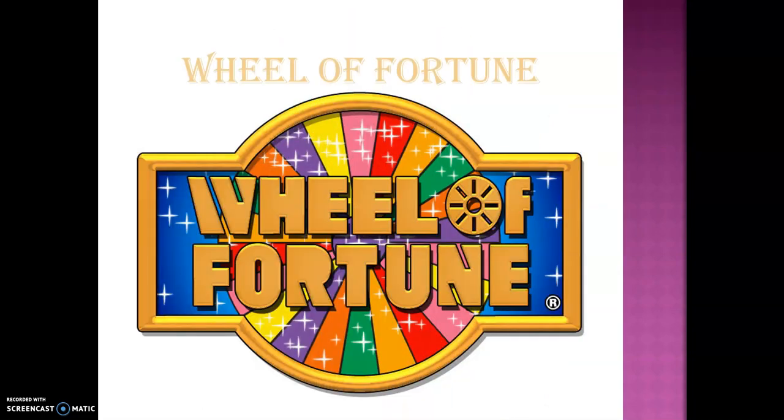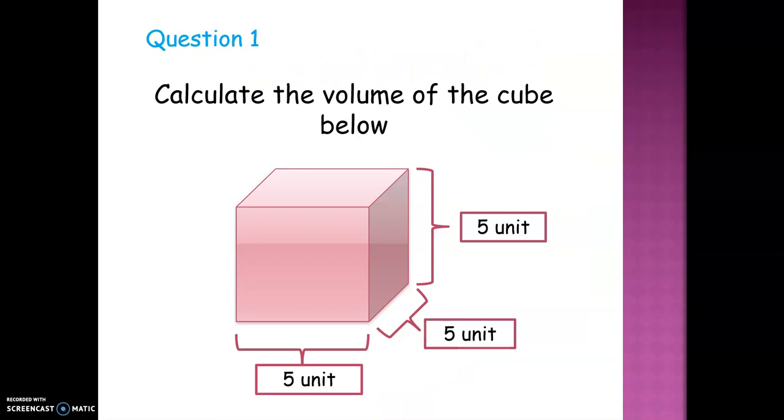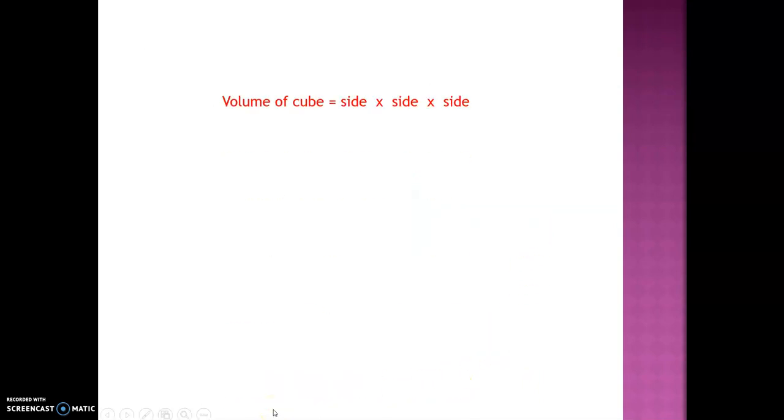Okay, there are some questions for you. Wheel of Fortune. Question 1. Calculate the volume of the cube below. When I say cube, all the dimensions are same. So what do we do here? Volume of cube is equal to side multiplied by side multiplied by side. That is volume, which is equal to 5 times 5 times 5, which is 125 unit cube.